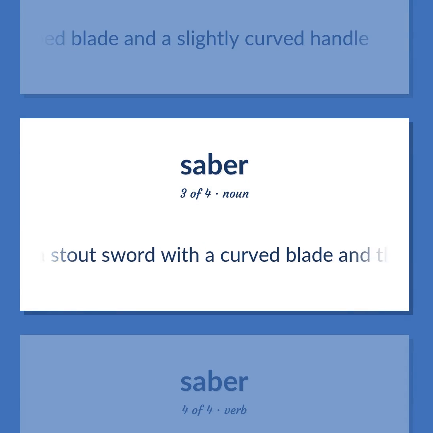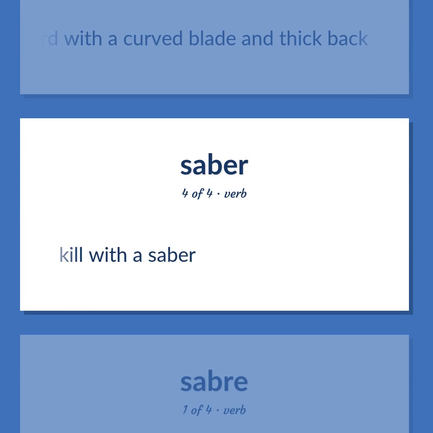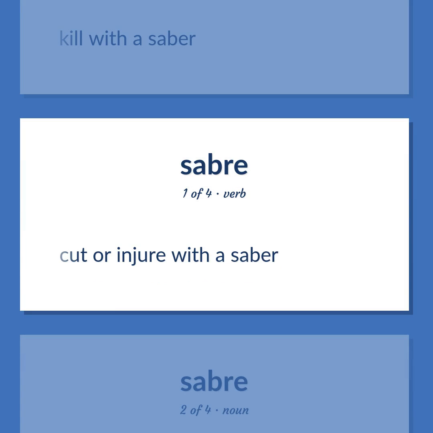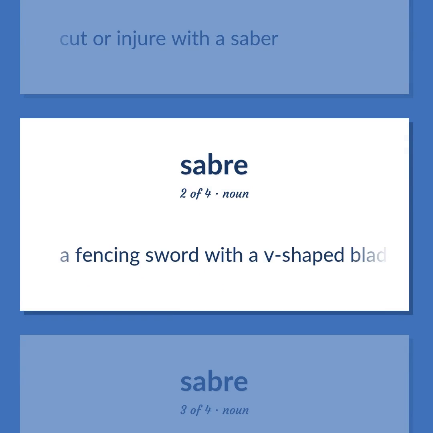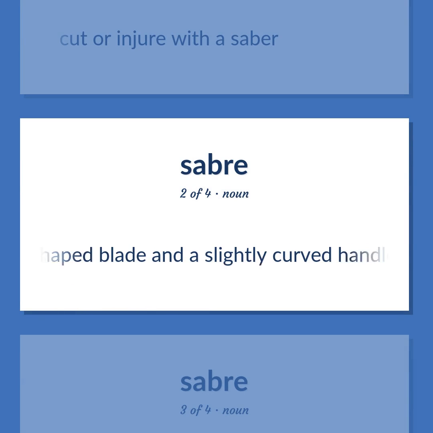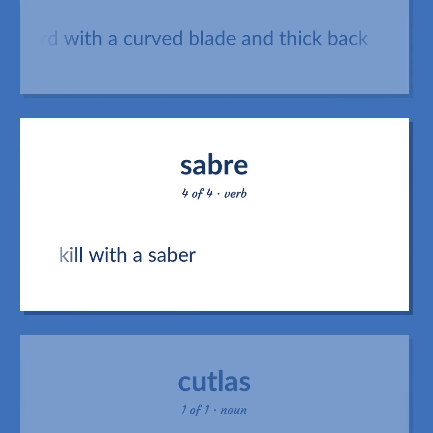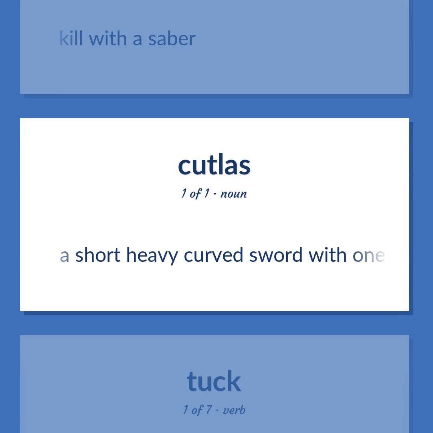A stout sword with a curved blade and thick back. Kill with a saber. Cut or injure with a saber. A fencing sword with a V-shaped blade and a slightly curved handle. A stout sword with a curved blade and thick back. Kill with a saber. A short, heavy, curved sword with one edge, formerly used by sailors.